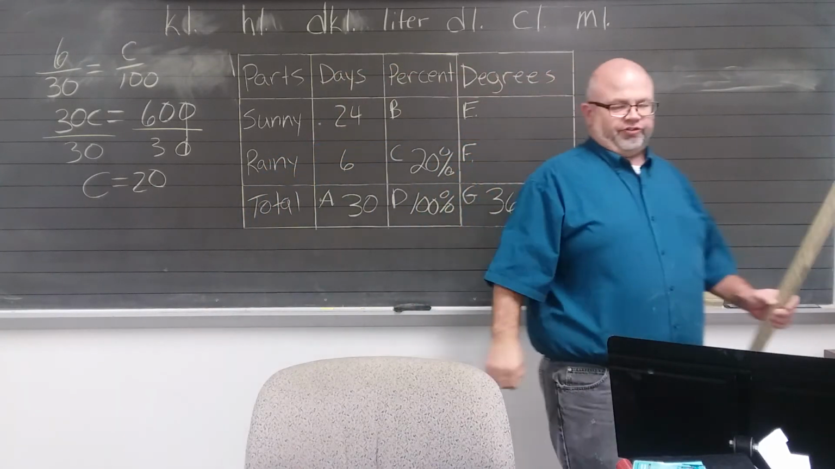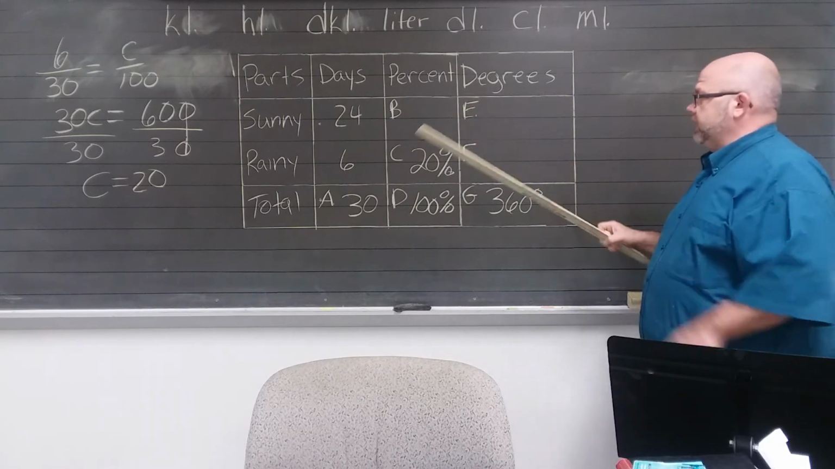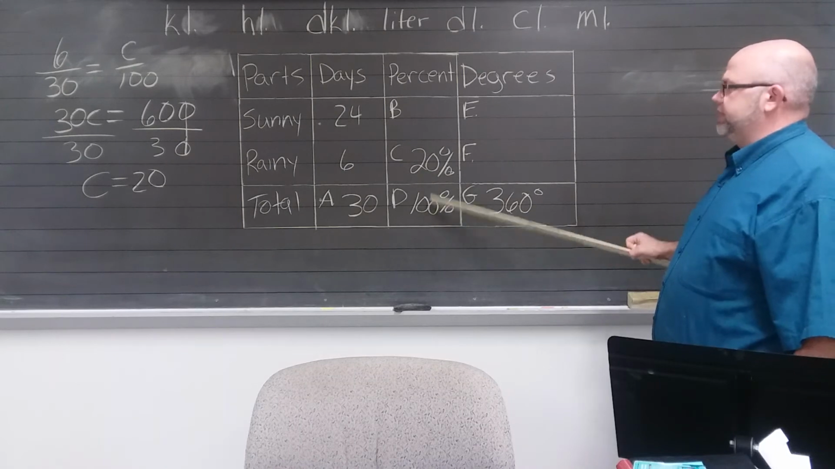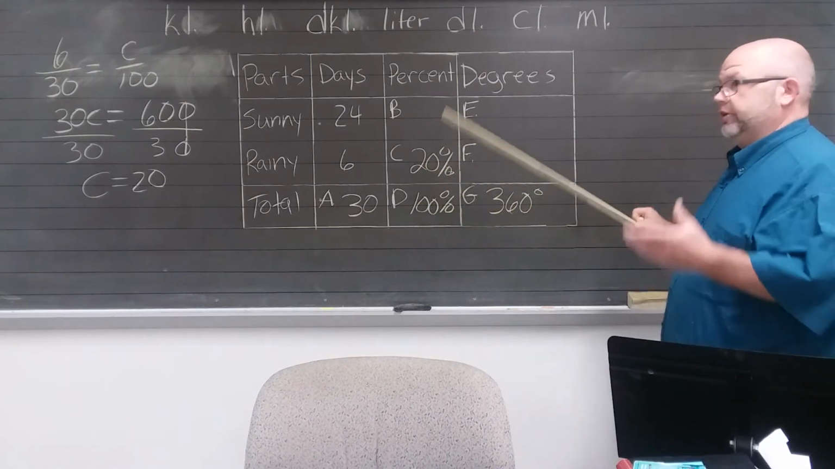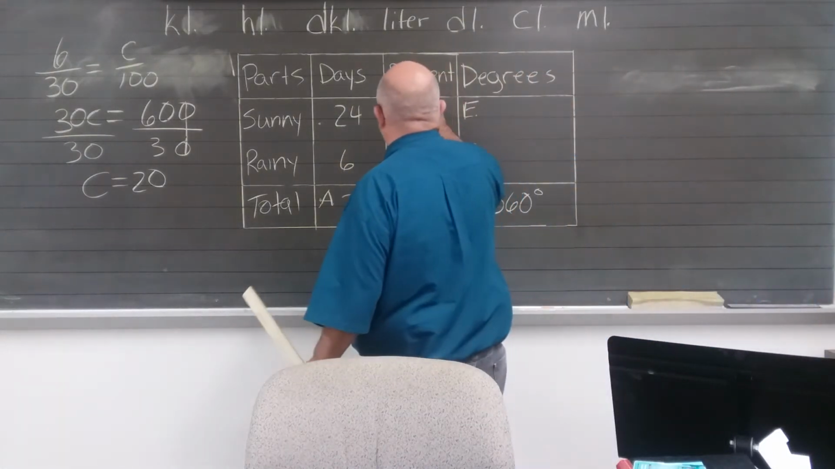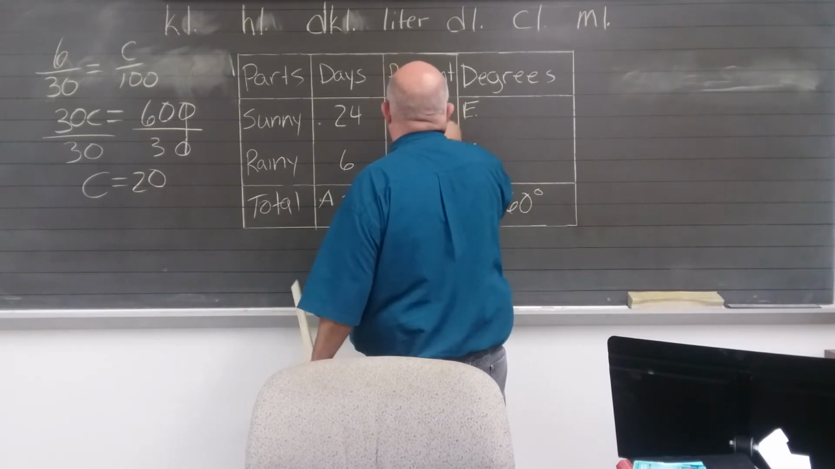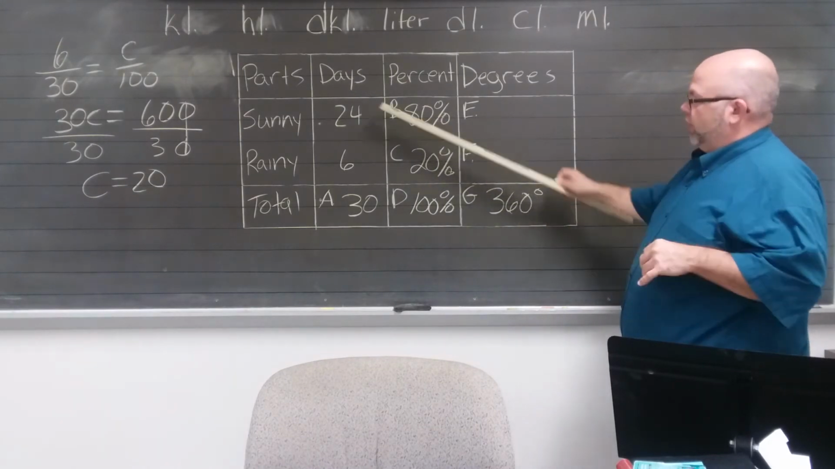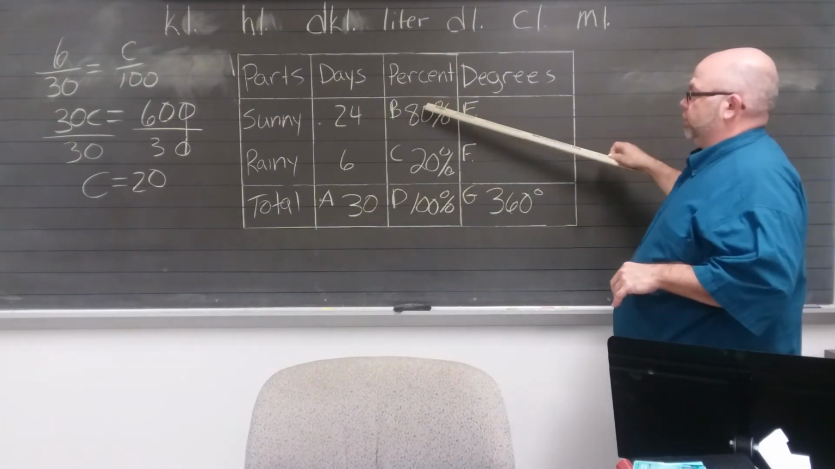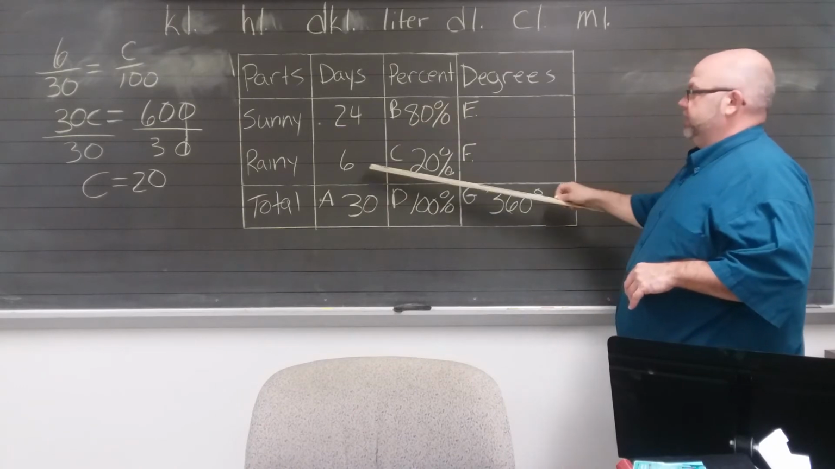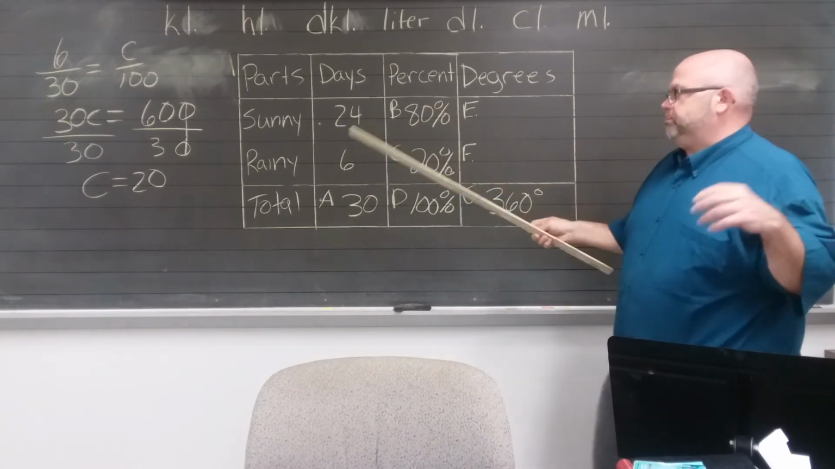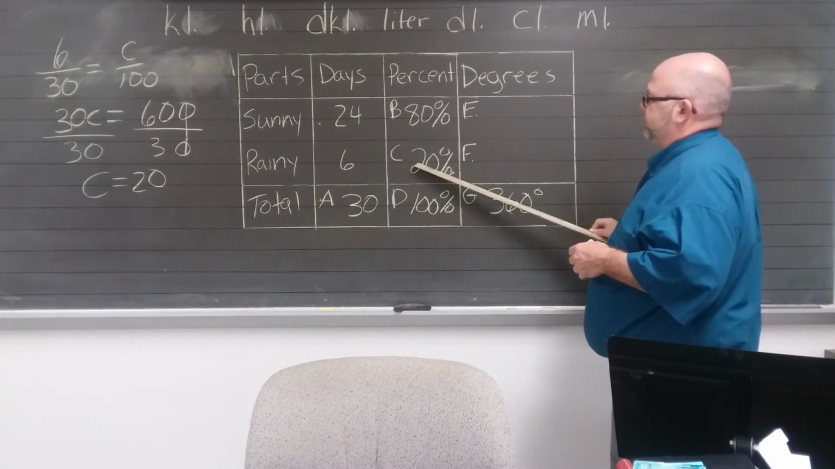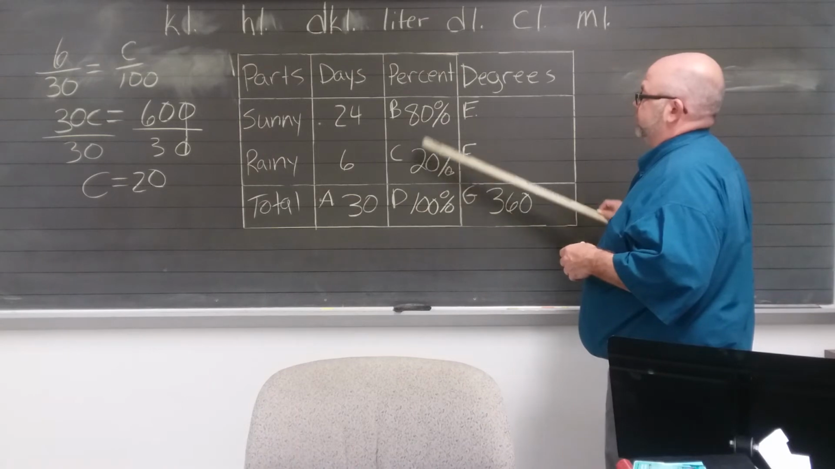Now what do we do to find B? Your total is 100. You have 20. So you simply go 100 minus 20 is 80. And there you have your percents. Do a proportion for one or the other. On this one, you could go 24 over 30 equals B over 100 to get your 80. Smaller numbers are easier, okay? So use a proportion to get this one, and then simply subtract. 100 minus 20 is 80.